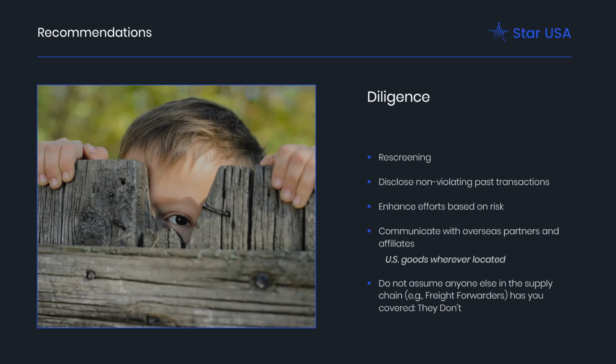You want to increase your efforts based on the risk of your business type. You want to communicate with your overseas partners and affiliates. I talked about this a little bit earlier, but the controls are on U.S. goods wherever located, even abroad. Even if they've already been exported, even if they're no longer in your control, you want to make sure that your partners are aware of what they can and cannot do with your goods. And that includes reselling. If you've sold the goods to a company in Germany and that company resells them to Iran, they're in violation of those orders because these are U.S. goods that are located in Germany that have been sold.